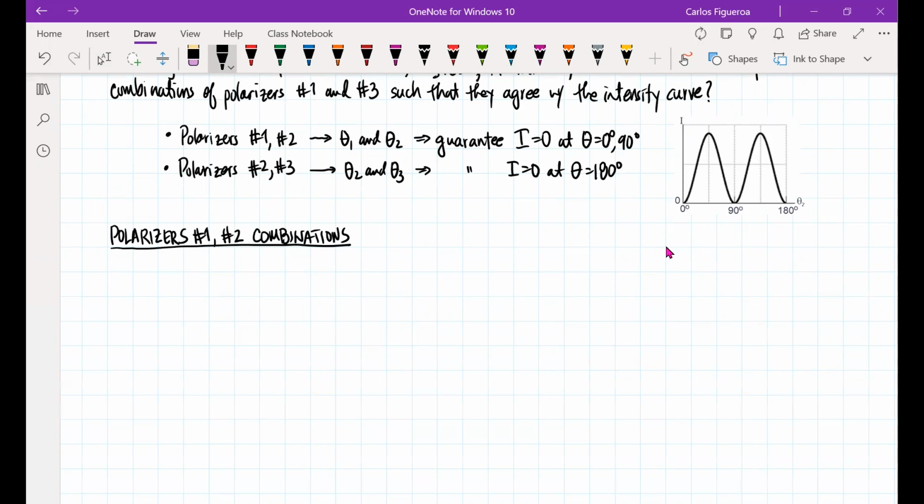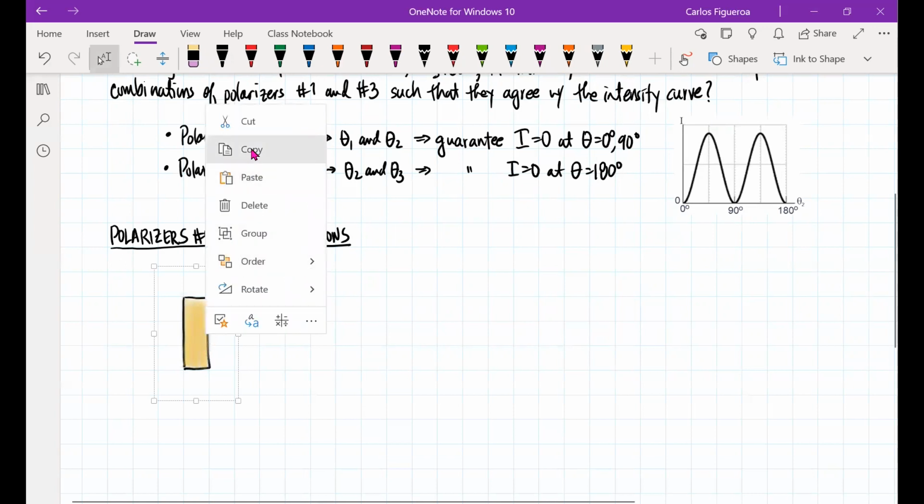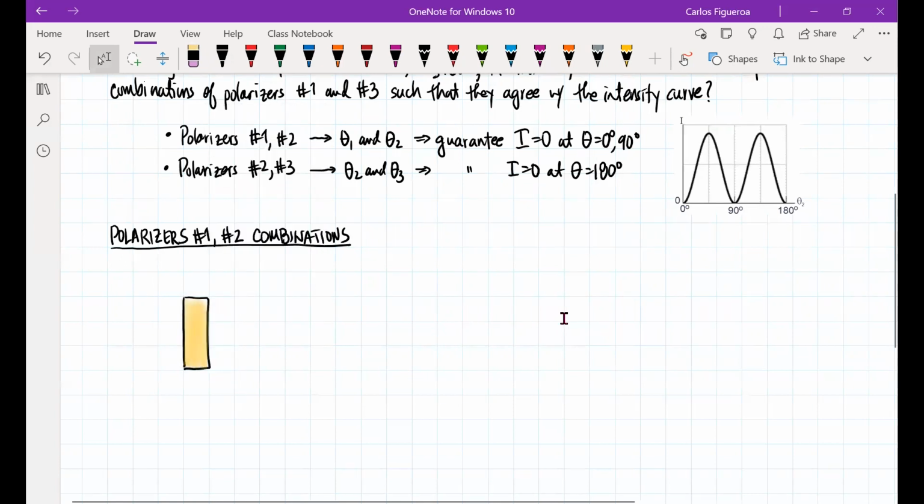So let's draw them in. The first thing I'm going to do is set up a polarizer and draw them all the same. I'm going to copy this just to make things fast. So here's my polarizer. I haven't put in any gratings yet, but I'm going to copy this so that I can paste it in, to not waste your time. So here, how can I get the intensity equal to 0 at theta 2 equal to 90 degrees?